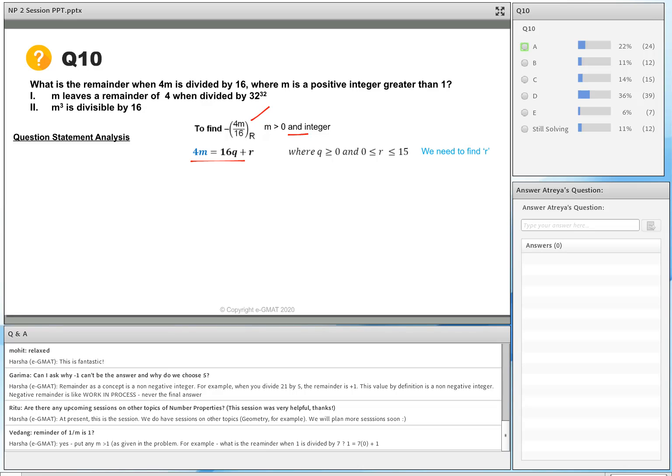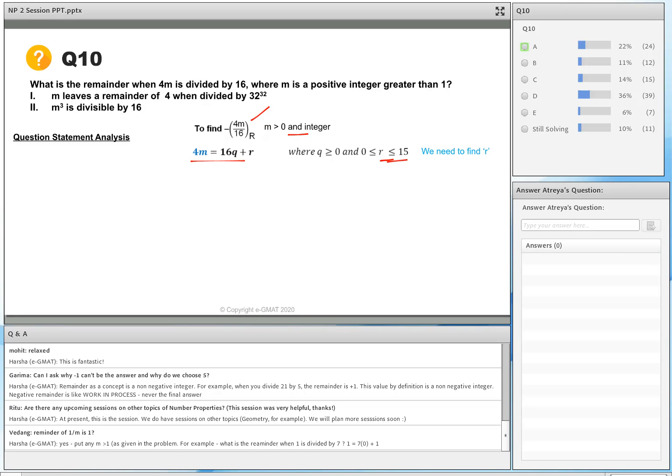So 4m can be written as 16q plus r using the same formula. Dividend is equal to divisor times quotient. Here we have taken q as the quotient, r as the remainder. Keep in mind that r is always a non-negative number as well as less than the divisor, right? So r can either be 0 or up to 15. All right. Now this is the information that's given to us. Let's now move into the next part.